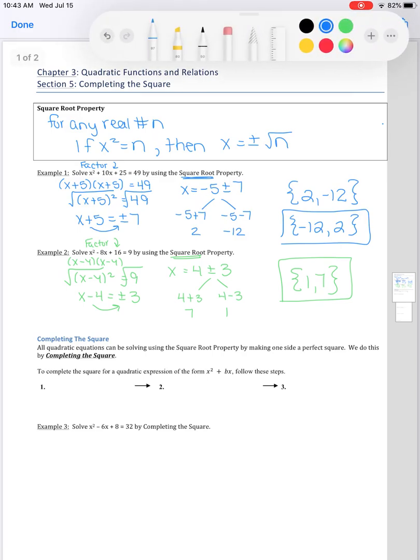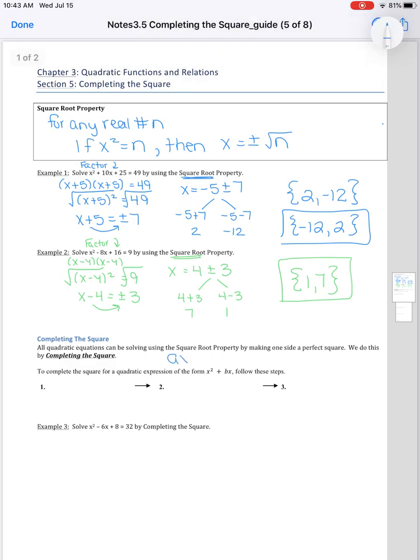All right, where this now leads us is something called completing the square. All quadratic equations can be solved using the square root property by making one side a perfect square. We do this by completing the square. What we're going to run into with the next set of examples is they're not perfect squares like we had with examples 1 and 2. So in order to make them perfect squares, we're going to follow a couple of steps.